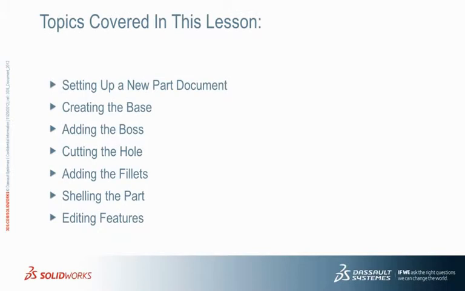In this section you'll be creating your first part. The first step will be to create a sketch and then use the Extruded Boss Base tool to make the 2D sketch into a 3D part. Then a hole will be created through the center using the Extruded Cut feature. Rounded edges will be added using the Fillet tool, and finally the Shell feature will be used to hollow out the part.